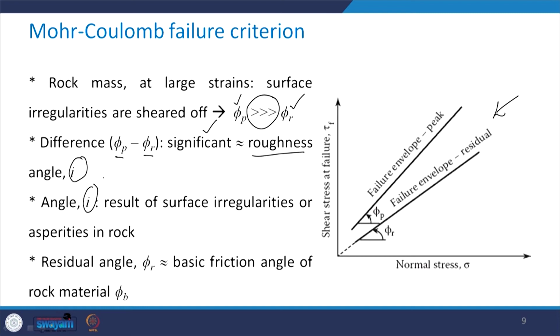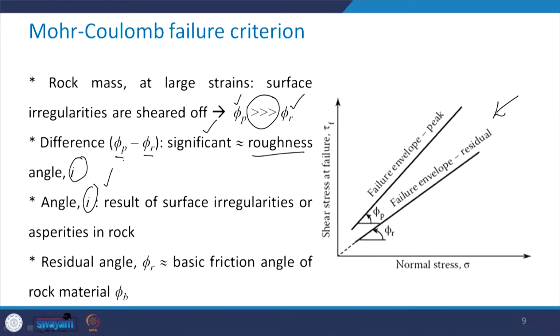When we discussed the classification of the jointed rocks or the rock mass, we had some discussion about this angle I. So, this is the same as what we discussed earlier. The residual angle will be approximately equal to the basic friction angle of the rock material phi b. When I say rock material, I am referring to the intact rock.